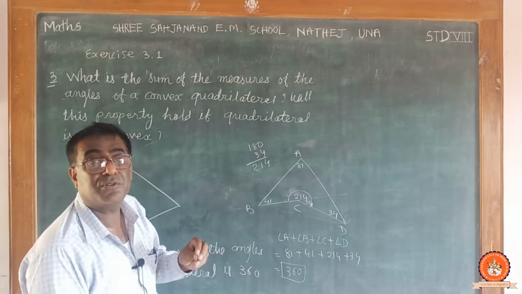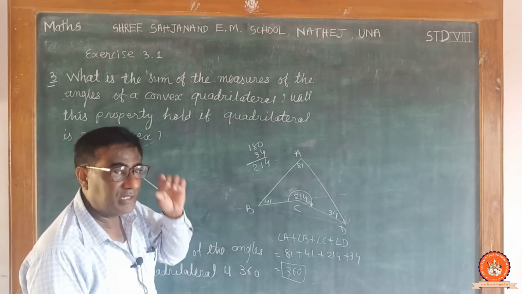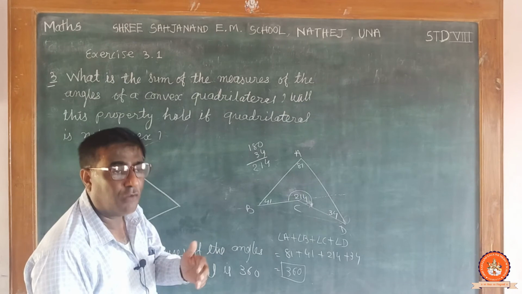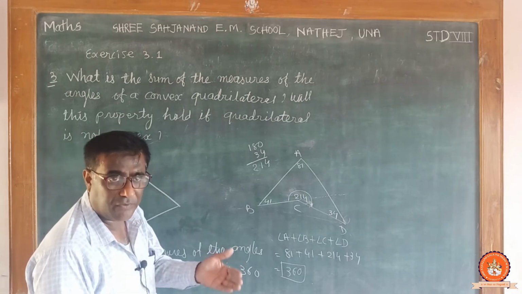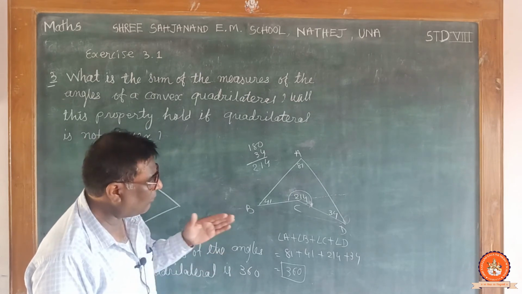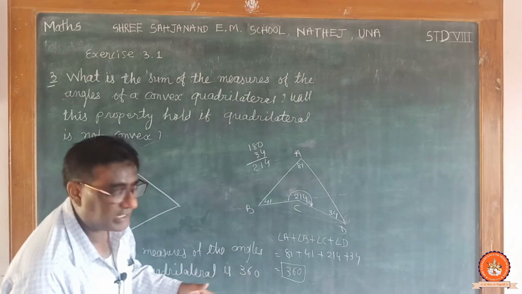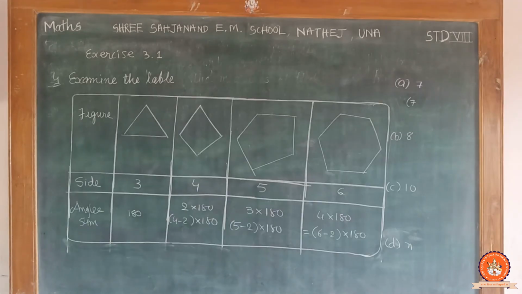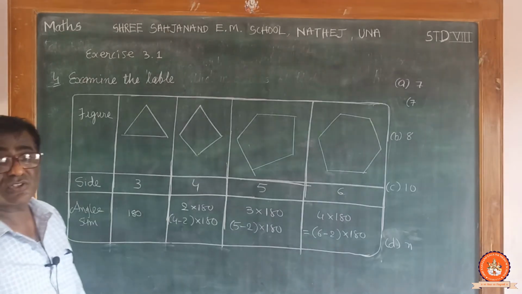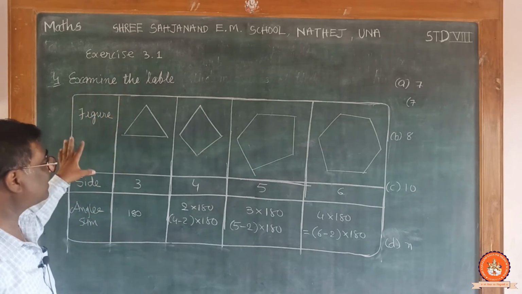So we come to the point that the sum of the measures of the angles of a quadrilateral, whether it is concave or convex, is always 360. Very good, my friend. Now in question number 4, examine the table. So this is the table.